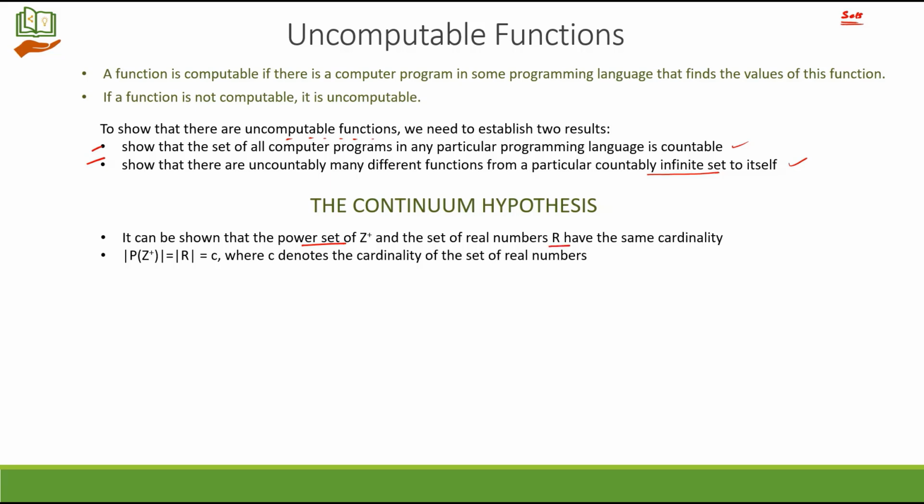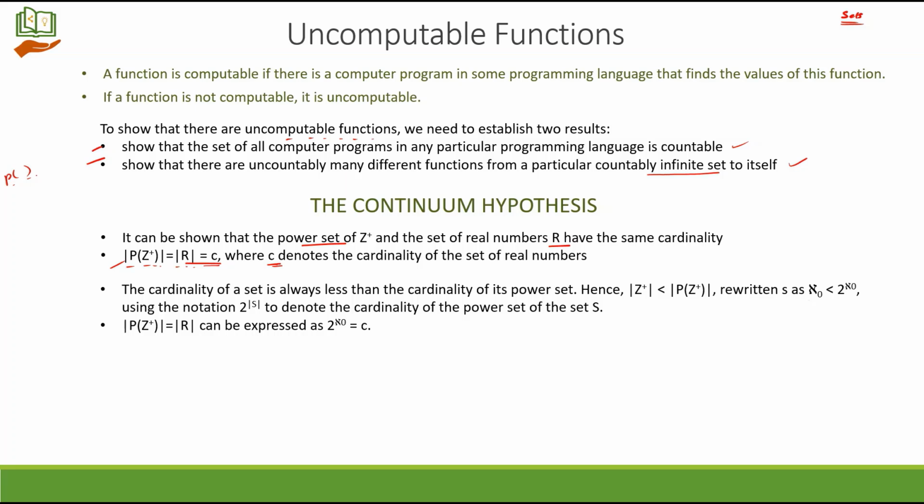So they have given it in the form of notation. Power set is mentioned as P of some set. So the cardinality of P of Z plus is equal to the cardinality of R, and that is equal to C. Actually this is not C, it's another symbol, where this symbol denotes the cardinality of the set of real numbers. It is actually called lowercase fraktur C. It is not the normal English alphabet C.